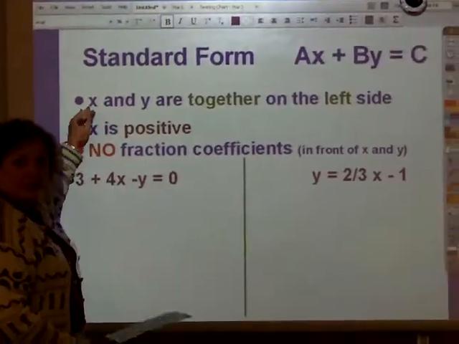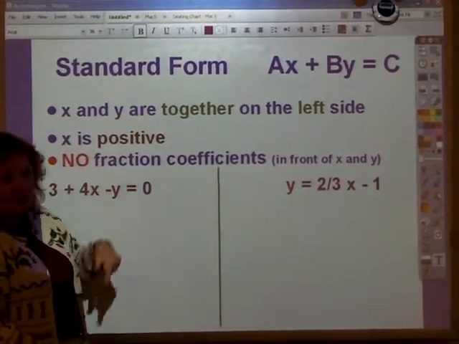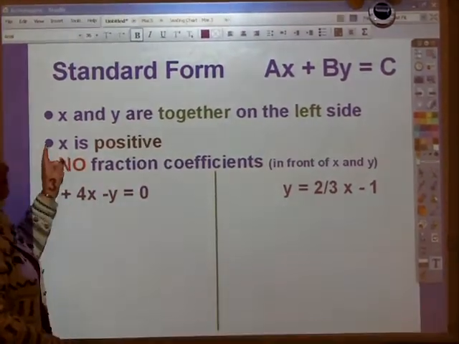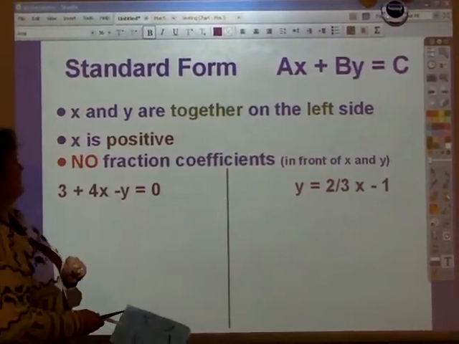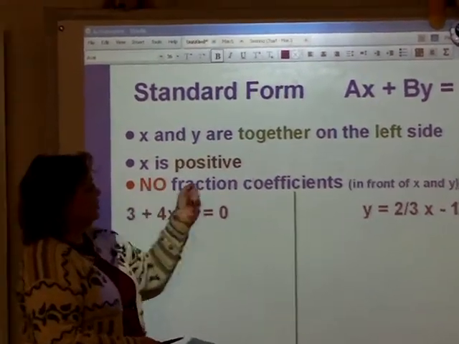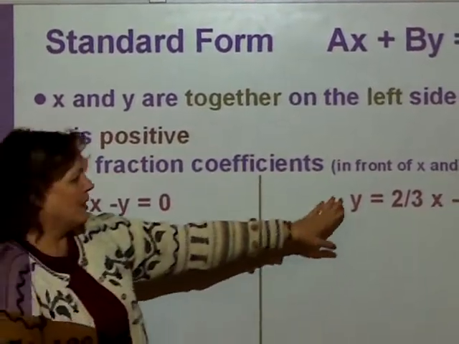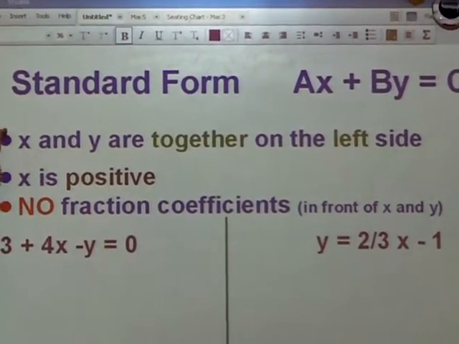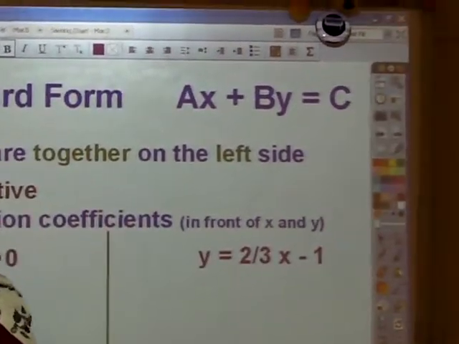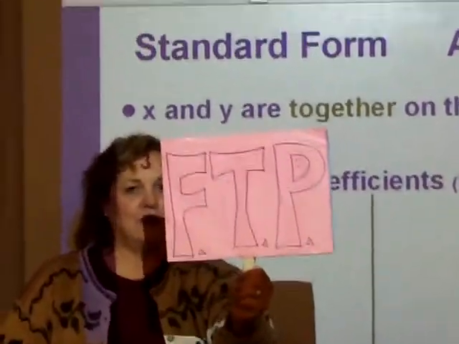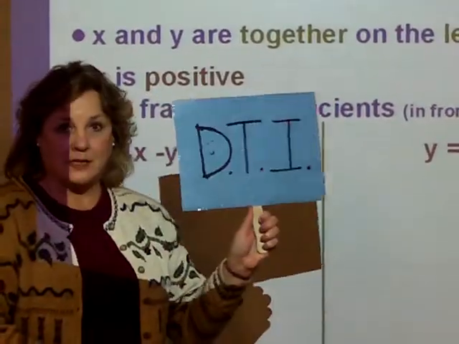All right, so I highlighted some things here. Remember, X and Y are together on the left side of the equation, okay? And we want X to be positive. Also, we can't have any fraction coefficients. And I'll show you, if we do have one, how to get rid of it. So those are the three things you need to make sure are happening to get it in standard form. And of course, to do that, got that? Do the inverse and FTP. So now we got two, FTP and DTI.